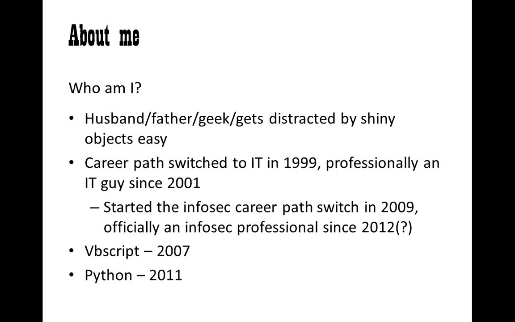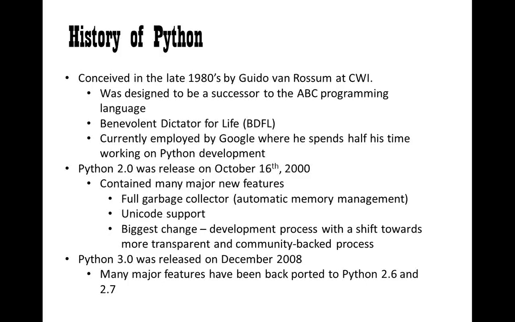Who am I? I'm a husband, father, geek, and I easily get distracted by shiny things. My career path switched to IT back in 1999, and I've been professionally an IT guy since 2001. I started the infosec career path switch in 2009 when I lost a job, and I'm crossing my fingers, hoping to officially become an infosec professional in 2012. I've been playing with VBScript since 2007 and just started playing with Python. I will give the disclaimer: I am nowhere near a code monkey.